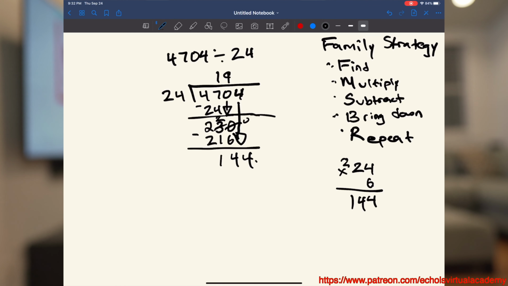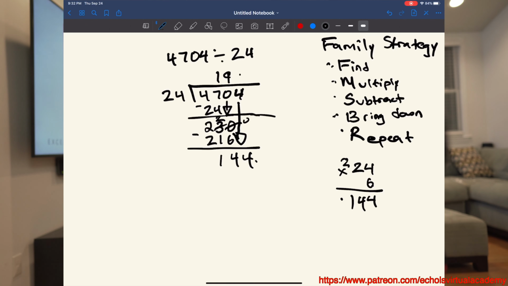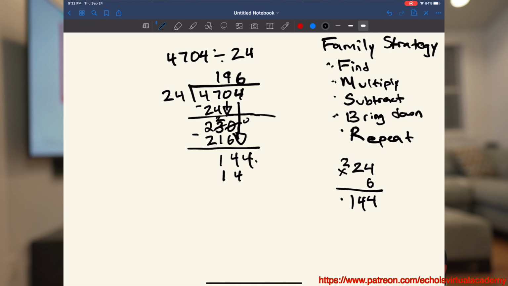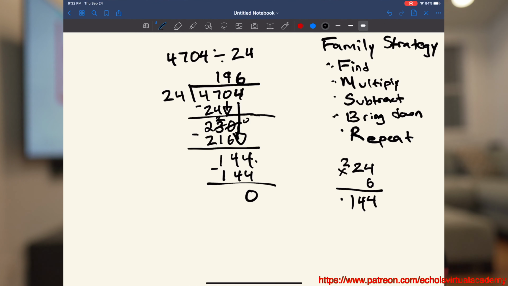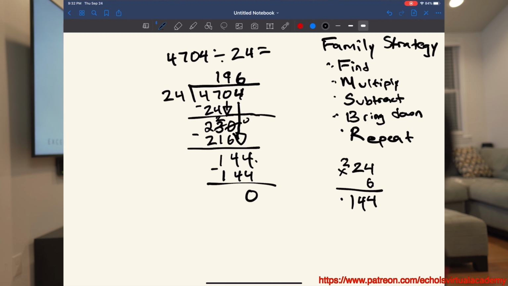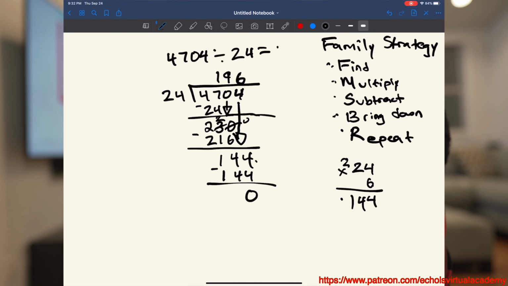Exactly the same as what we have here. So we know that 6 will work. 6 times 24 is 144. We subtract and we get 0. So our final answer, 4,704 divided by 24 is 196.